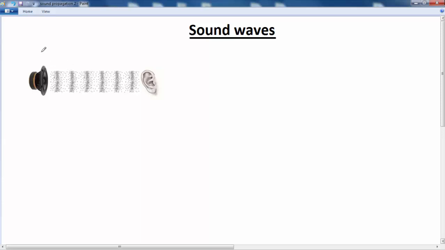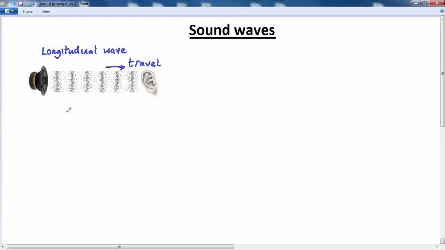In the last lesson, we learnt that sound is a longitudinal wave. That means that the wave vibrates in the same direction as the direction of travel. So, as the sound wave is travelling from the speaker to the air, the particles of air in the medium are vibrating backwards and forwards in this direction, parallel to the direction of travel.